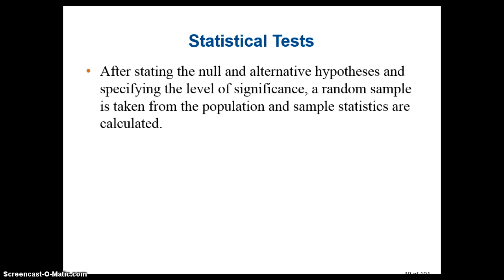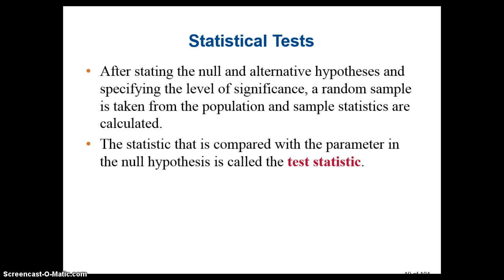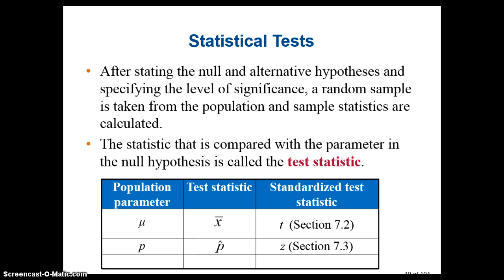After you state your null and alternative hypothesis, and then you determine your alpha level, you should take a random sample from a population and then gather your sample statistics. That's basically your sample mean or your sample proportion. The statistic that is compared with that parameter is called the test statistic. So in this case, for means, we use the sample mean to gather an estimate about mu. We would use a sample proportion, or p hat, to better understand what the true proportion is, or p.